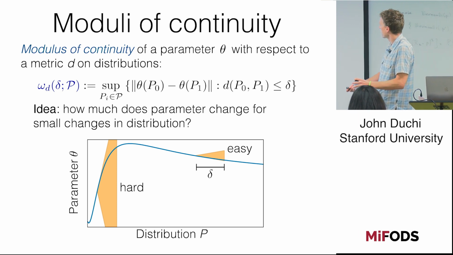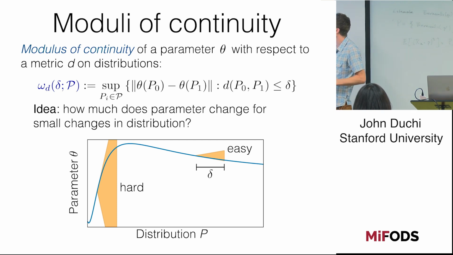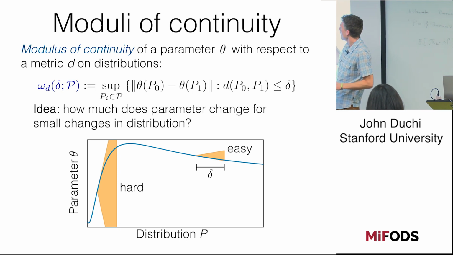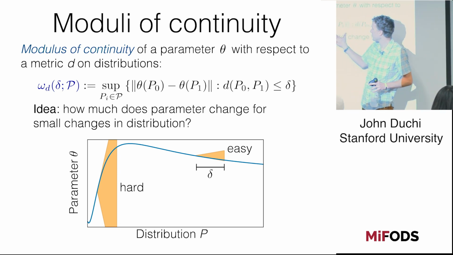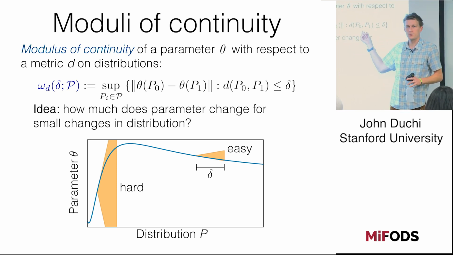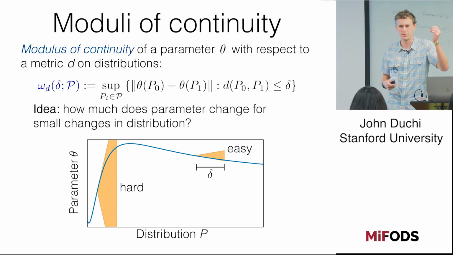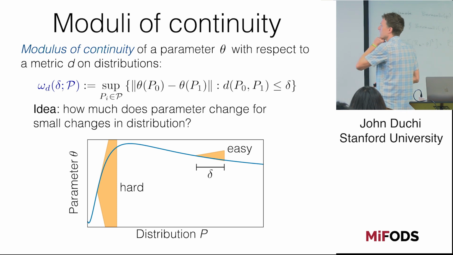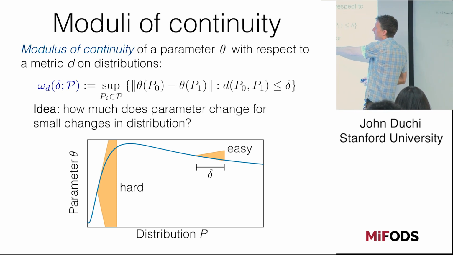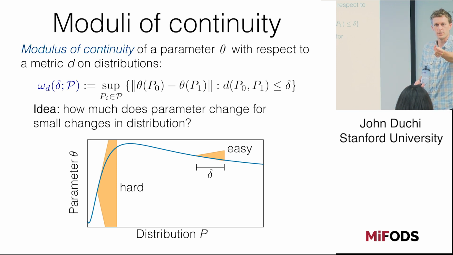So let's take a quick step back. The modulus of continuity of some parameter I care about with respect to some metric d on distributions is this: I fix delta, and I look at any two distributions, P0 and P1. How much can my parameter change when I keep these two distributions close together? That's the modulus of continuity. If you take functional analysis or just basic analysis, you've seen this type of quantity. The idea is, how much does a parameter change for small changes in my distribution? And if this number is big, it should be hard to estimate, because you tweak your distribution a tiny bit, your parameter hugely changes.